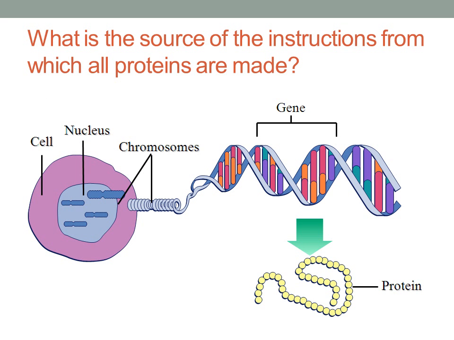All right, here's the next topic. What is the source of the instructions from which all proteins are made? So you can see here on the left that we have a cell, and in the middle of the cell we have a nucleus. Inside the nucleus we have DNA protected. The DNA is found in the form of chromosomes, which is basically tightly wound DNA. If we were to unravel those chromosomes, we would get DNA, and each section would be considered a gene. These genes are instructions in which all proteins are made.